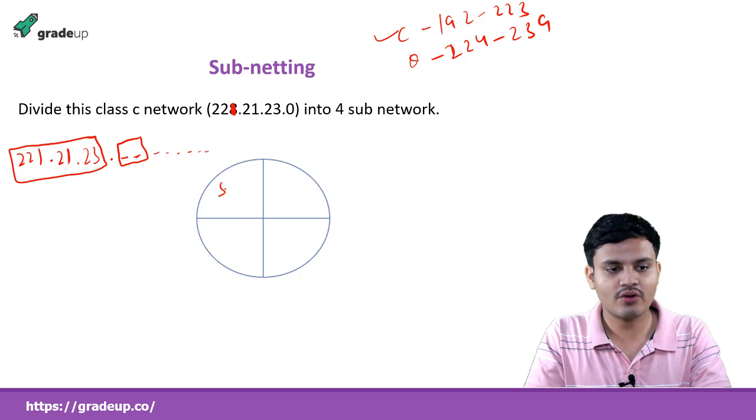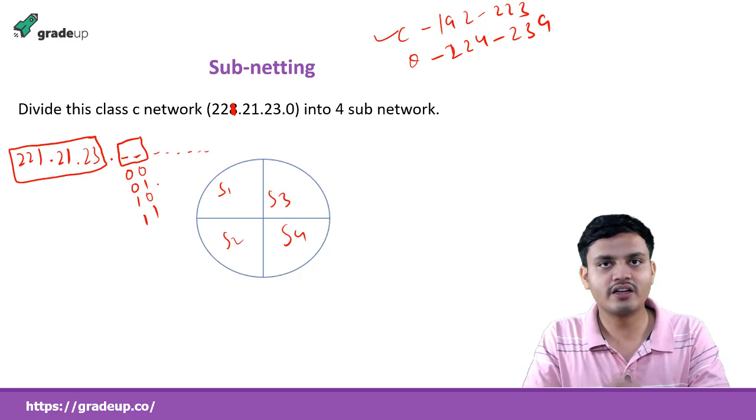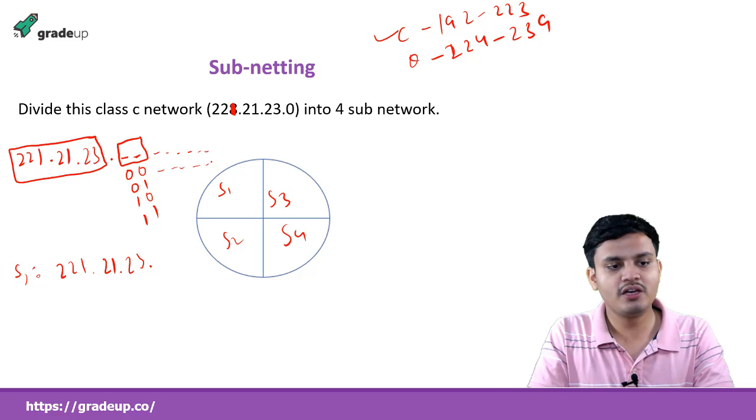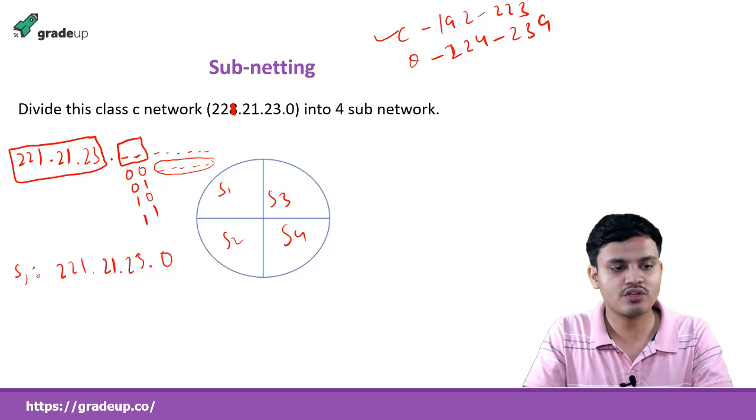For this network, this is subnet 1, this is subnet 2, this is subnet 3, this is subnet 4. For subnet S1 I am assigning 0, 0. For subnet S2 I am assigning 0, 1. For subnet 3 I am assigning 1, 0, and for subnet 4, 1, 1. Now to get the network ID for the first subnet S1, 221.21.23, these 6 will all remain 0, and what will you get? You will get 0. So this will be the network ID of S1.